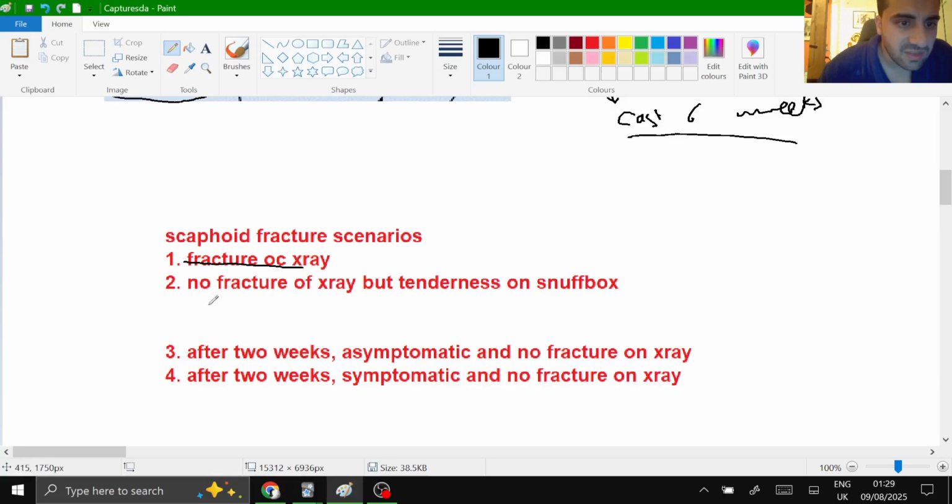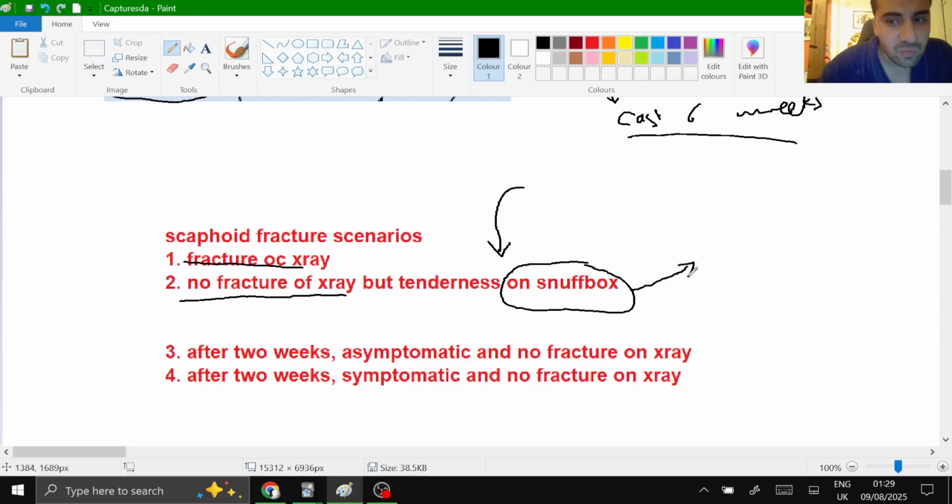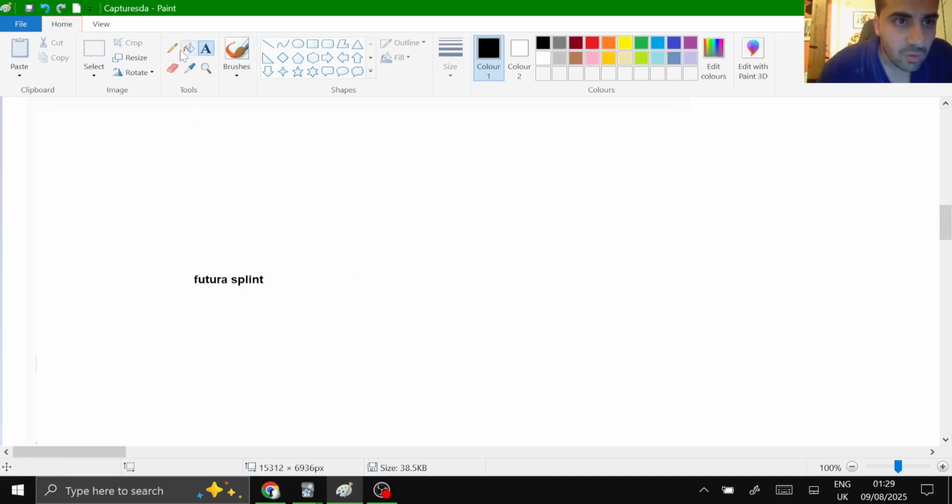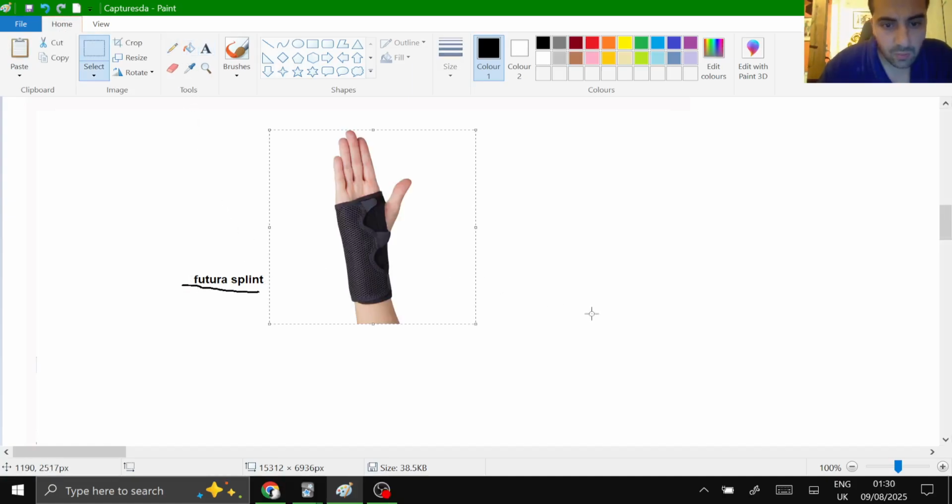That's the first scenario. And the second scenario is the patient comes, but there is no fracture on X-ray. However, there is so much pain on the anatomical snuffbox. In this case, what we need to do is to put the patient for 2 weeks on something called a Futura splint, which is basically a plastic bandage that will immobilize the wrist. And this is only given for 2 weeks. After 2 weeks, the patient has to come for another clinical review, examination, and then we will take another X-ray.